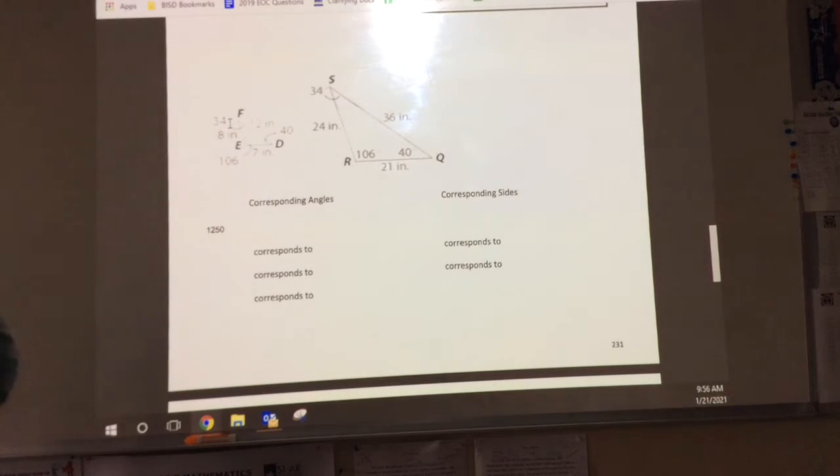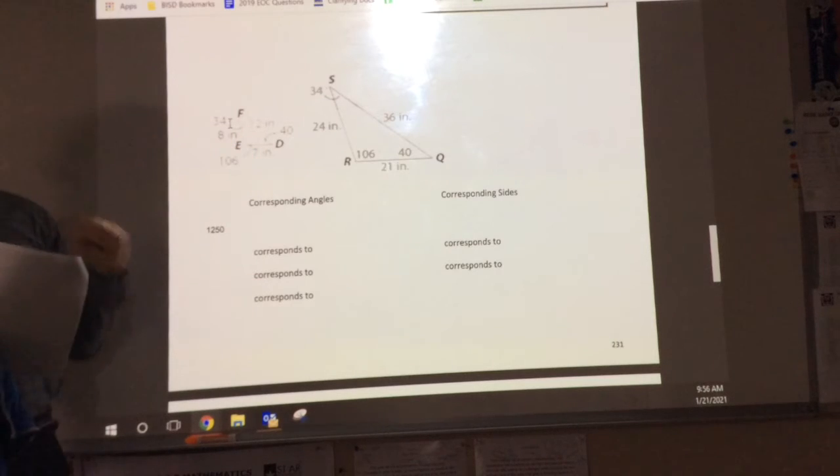Does anybody know how many degrees a triangle has? Yes, there are 3 angles. Does anybody know what the sum of all 3 angles is? Kendall? It's either 180 or 360. 180. The angles of a triangle have to add up to 180.